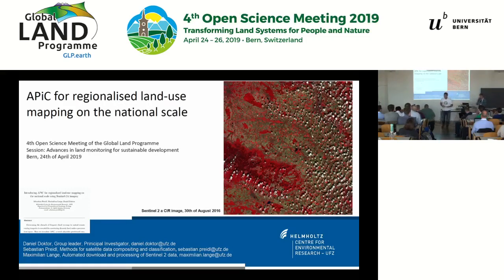Hello everyone. So mapping land use based on satellite imagery is composed of two main steps. First, data compositing in order to account for cloud coverage and to ensure a spectrally consistent trajectory. And second, the classification itself. I will focus on the former one.